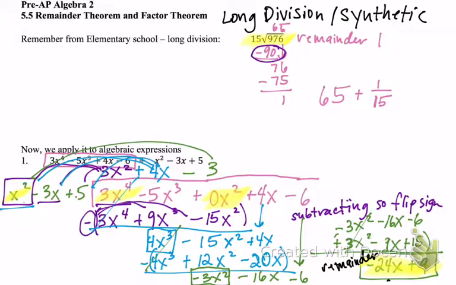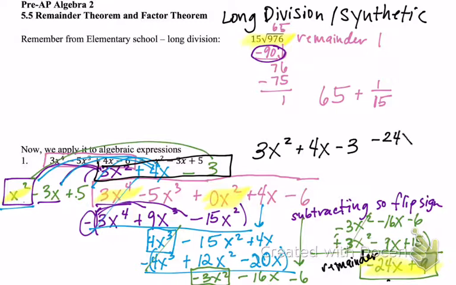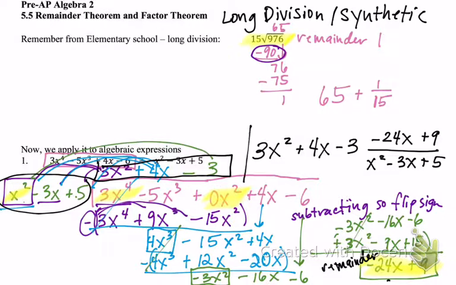So my final answer, we can kind of reread this. I'm going to write it over here to the side. My final answer would be 3x squared plus 4x minus 3 minus 24x plus 9 over the stuff that I'm dividing by, so over x squared minus 3x plus 5.